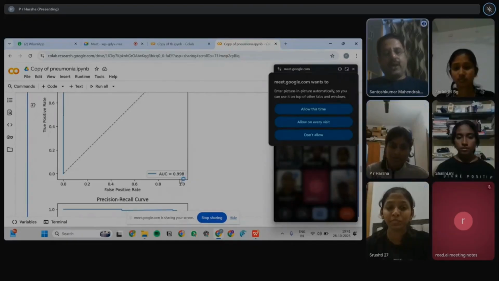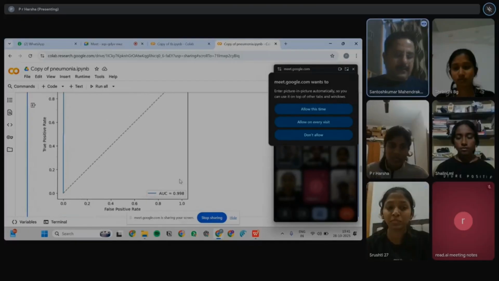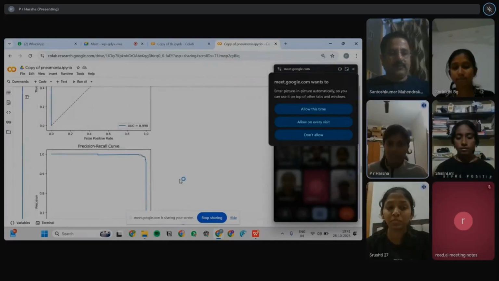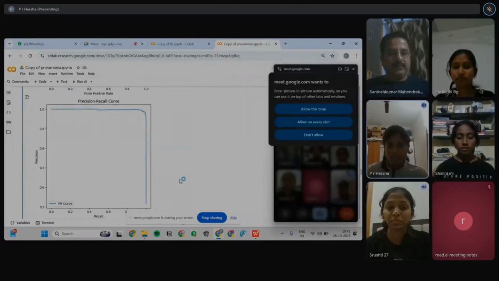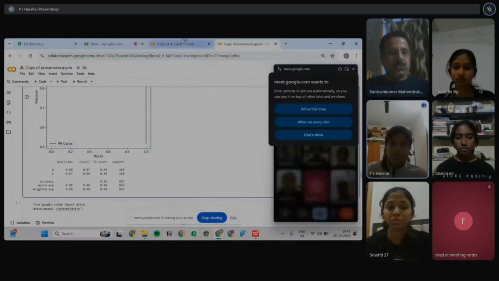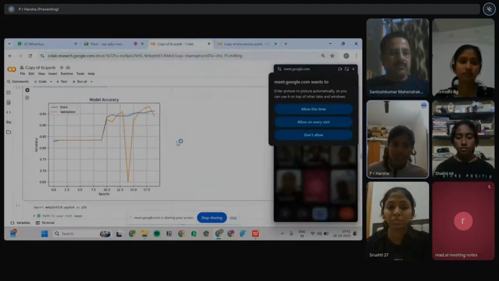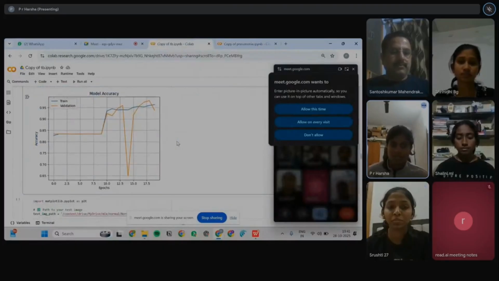Can you show me the graph of validation and testing? That has not been done in the pneumonia case, sir. Only the ROC curve and the precision recall curve are done under pneumonia. The curve you are asking about is done here, sir, for the validation TB case only.